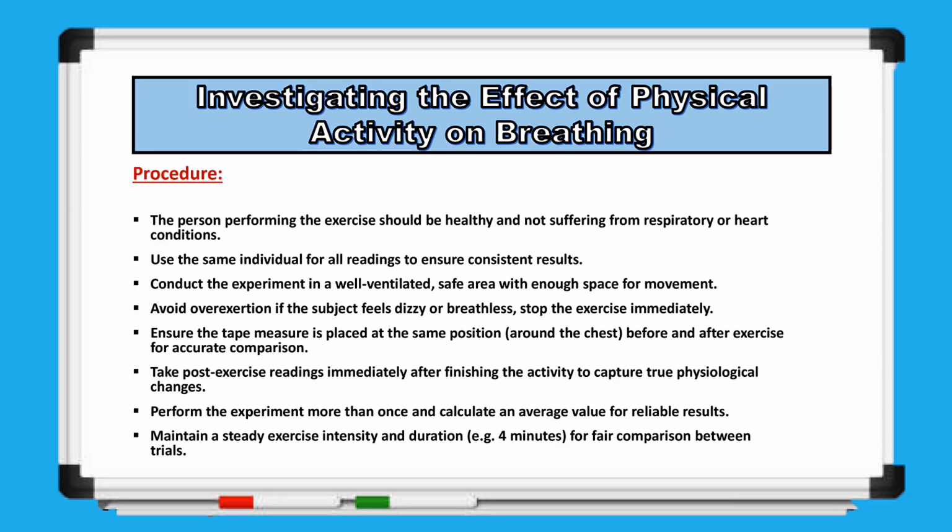For accurate measurements, make sure the tape measure is placed in the same position around the chest before and after exercise. Take the post-exercise readings right after finishing the activity to capture the true physiological changes. To get reliable results, repeat the experiment more than once and calculate an average. Finally, maintain a steady exercise intensity and duration, for example around 4 minutes, to ensure a fair comparison between trials.